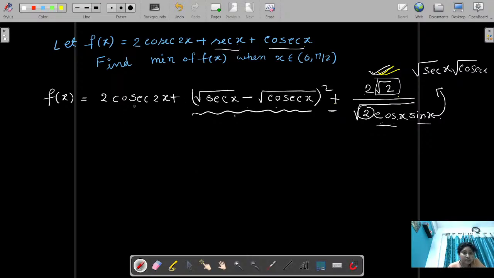Okay. Now, what is my motive behind this? My motive was, see, this is a whole square, right? And what is the minimum value of a whole square? Whole square means always greater than or equal to 0. It cannot be negative. So what is the minimum value of this? The minimum value of this is 0, right? What about this? We also have to look at the value for which this term is 0, right? So what do you think? What is the value for which it is 0?